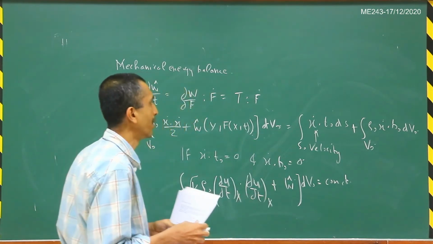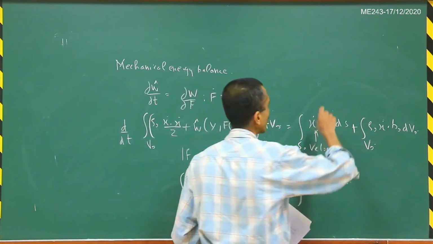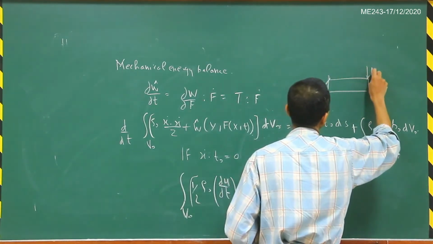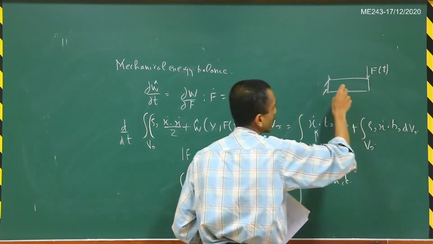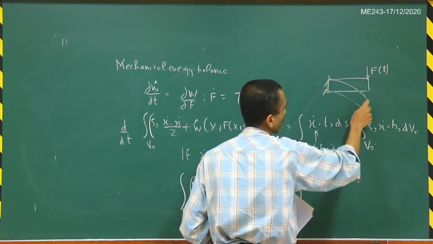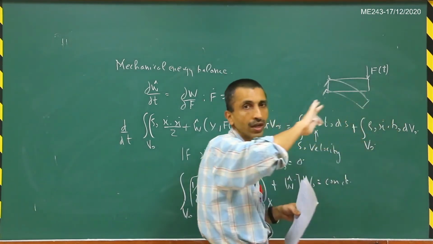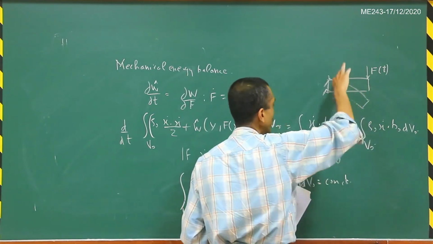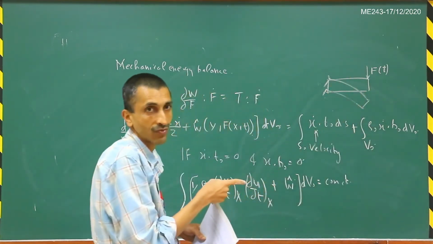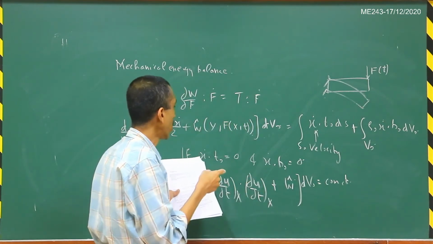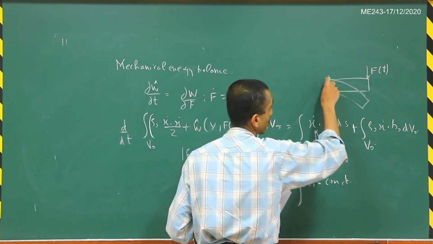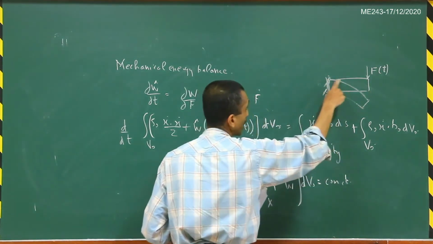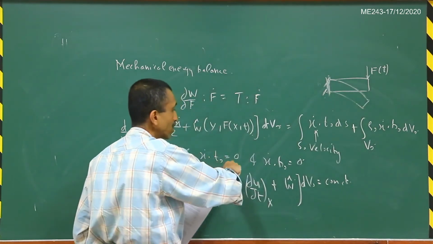Let me just give an example. Suppose you have a cantilever beam, and then you suddenly apply some load F of t, which is varying with time. Now it deflects, and now you remove the load. Then it will keep oscillating like this, and you will see that these conditions are satisfied, because χ̇ is equal to 0. The tractions are not 0, but χ̇ is equal to 0 on this particular part, and on the remaining part there is no traction. So this condition is satisfied.